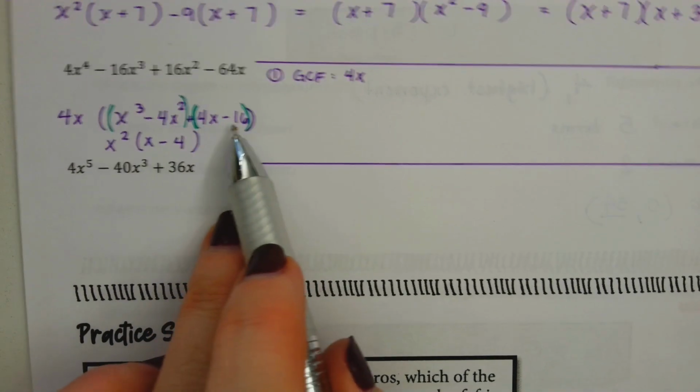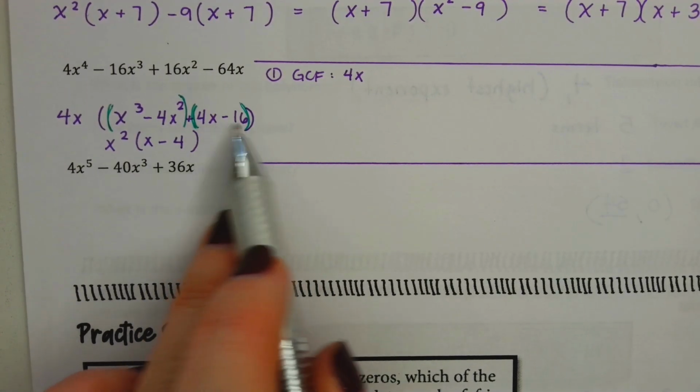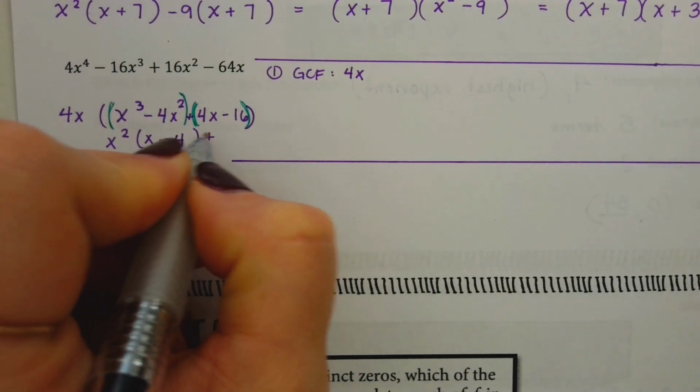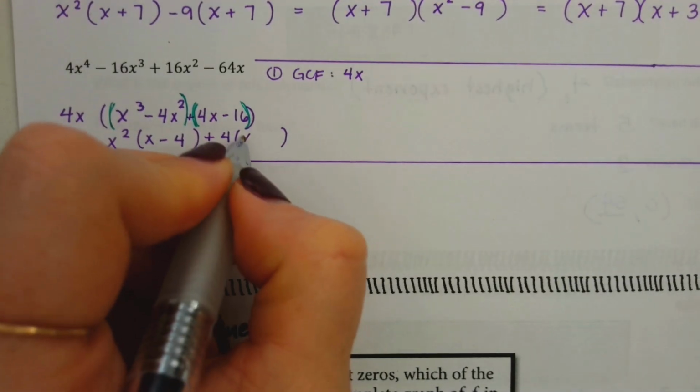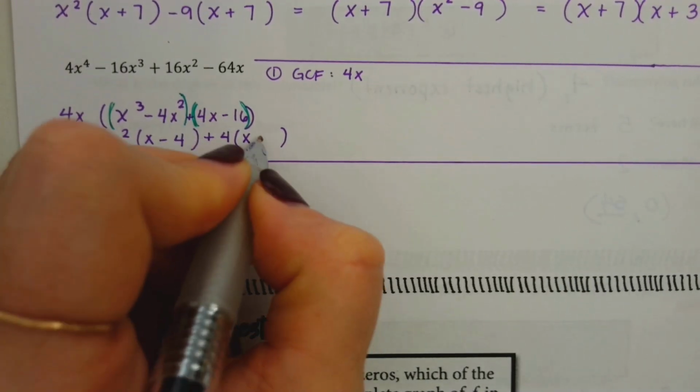Okay. Little baby GCF of the back group. 4. And then 4x divided by 4 would be an x. 16 divided by 4 would be a minus 4.